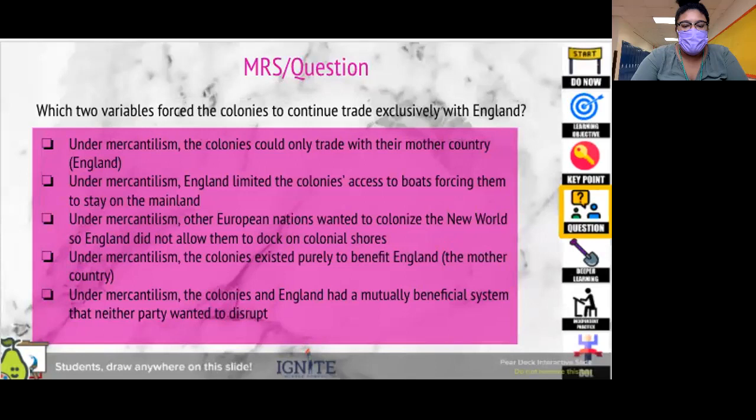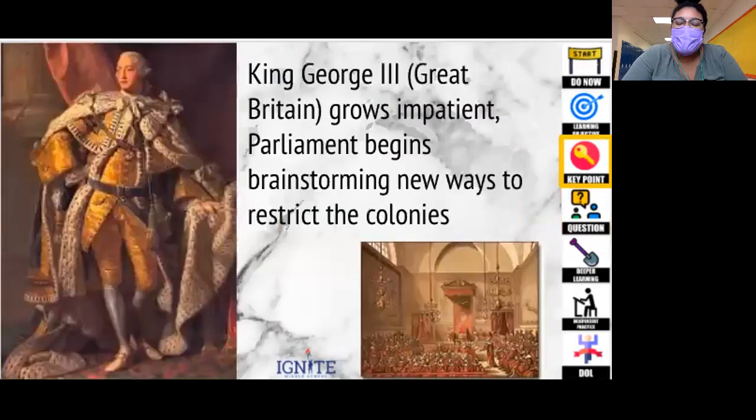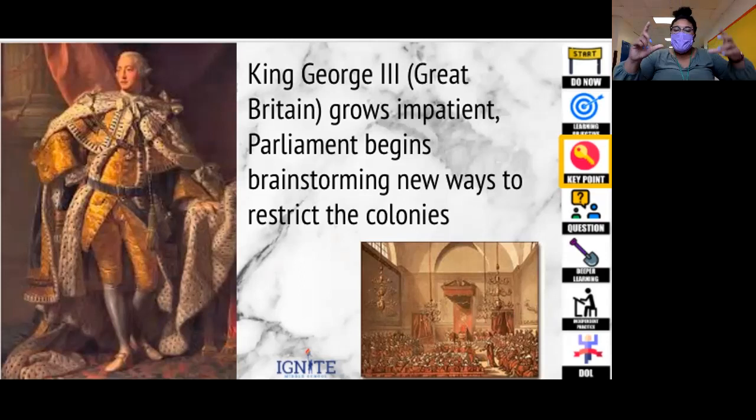All right, key point 3. The boycott severely hurt the British economy, which increased Great Britain's frustration with the colonies. So because the colonists are boycotting England, King George III, who is the King of Great Britain, gets impatient. And Parliament, the English lawmaking group, begins brainstorming new ways to restrict the colonies. So now King George III and the colonies are basically just trying to ruin each other's days, right? They are both trying to seek revenge on each other.